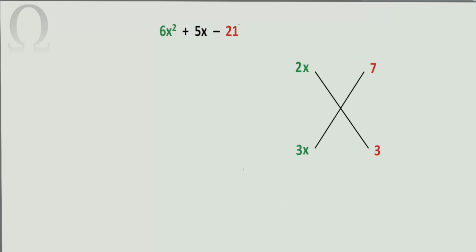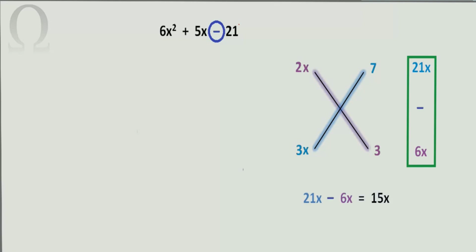We now cross multiply. 2x times 3 equals 6x. And 7 times 3x equals 21x. We now look at the sign of the last term of the quadratic, which is a minus. Because the sign of the last term is a minus sign, we subtract the terms resulting from the cross multiplication to get the value of the middle term of the quadratic. Thus, 21x minus 6x equals 15x. Since the middle term of the quadratic is 5x, our factors are not correct.